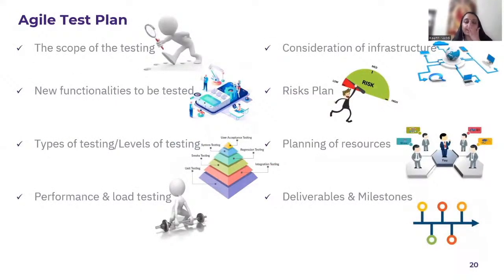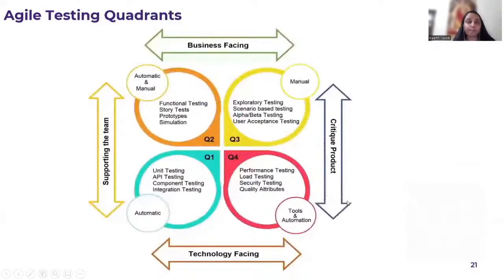And coming to the Agile test plan, these are a few points which we have to take in the Agile test plan. This is similar to your traditional test plan. The only difference is that in a traditional test plan, we prepare the test plan only once, but in Agile, we prepare it for each and every iteration.